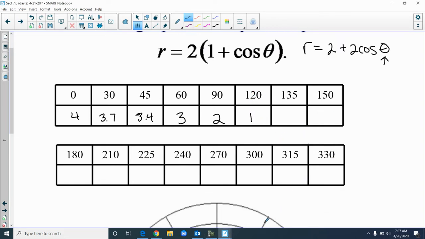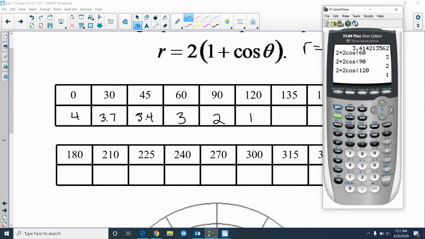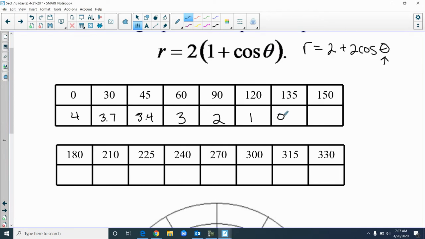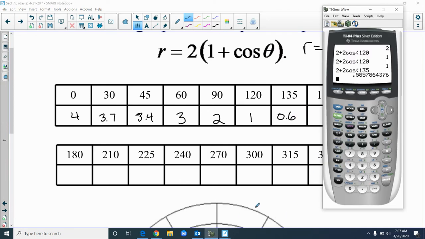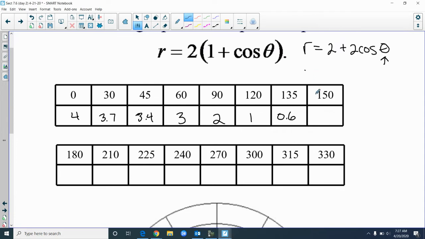And then what's the next one? 135. So I hit second entry. Whoops. I have to hit second entry. And then that is the same thing. Hold on. Make that 135. And I get 0.6. And then second entry, 150. And I get 0.3.